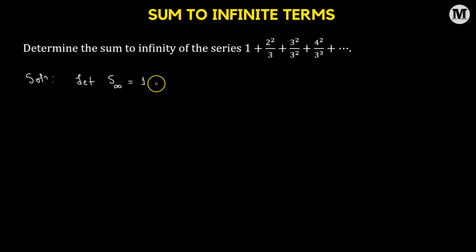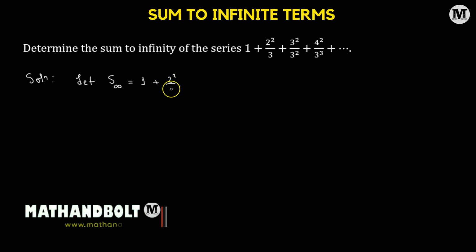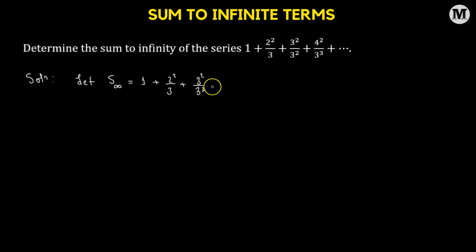We have the first term as 1, followed by the second term, which is 2 squared divided by 3. Then we have the third term, 3 squared divided by 3 squared, added to 4 squared divided by 3 cubed. Now, this particular series is not an arithmetic series because here we cannot find a common difference. Also, it's not a geometric series, because it does not have any common ratio.